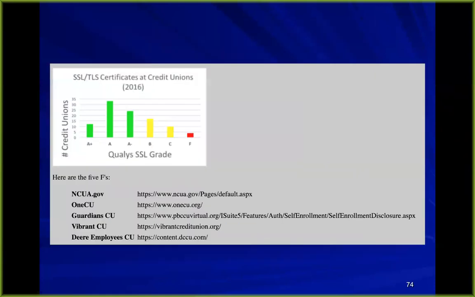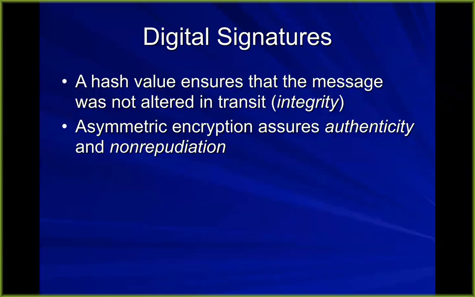Someone told me to try credit unions, so I tried the top 100 credit unions, and there they are. There's 5 credit unions in 2016 that are getting Fs by using out-of-date cryptography. And anyway, on it goes.